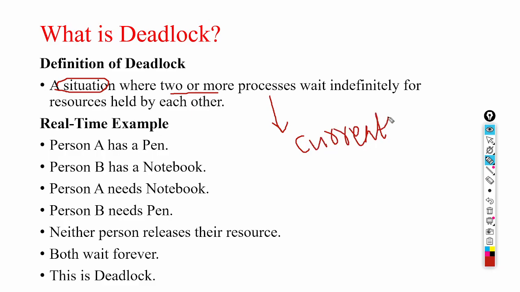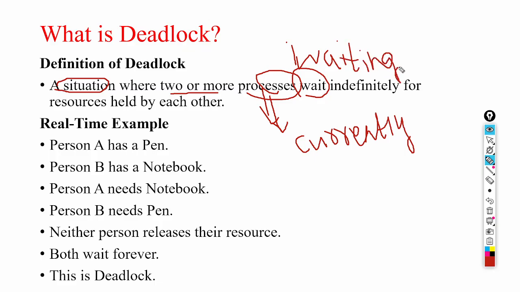Again, I am telling the definition. There are two or more processes, and they are unable to proceed because each process is waiting for a resource that is currently held by another process. The important point is that the process is waiting. Now you need to remember the word waiting. Whenever the process is waiting, the others don't want to release the resources. The process is in a waiting stage only.